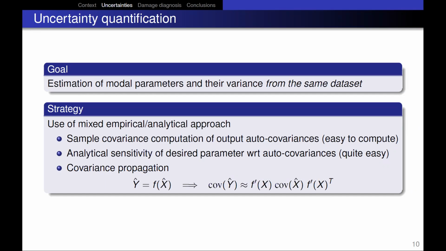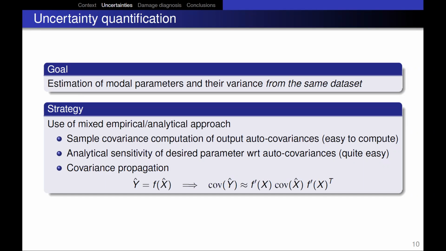So the strategy for doing our variance estimation is a mixed empirical analytical approach, because we have to start somewhere with a sample covariance. And for that, we go back to the start of the subspace methods, where we calculate our output covariances. Because we can very easily get a sample covariance of our output covariance of the data. We can take our data set, cut it into pieces, evaluate auto covariances on each piece, and get sample statistics of the auto covariance like that. And that's easy to do.